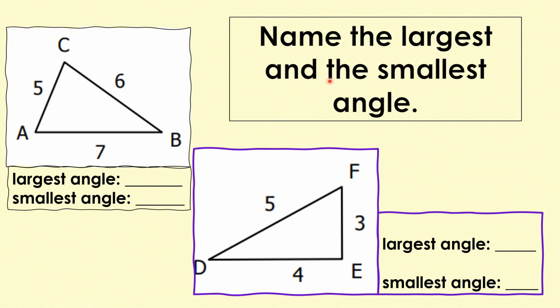Next, name the largest and the smallest angle. So you have the largest angle. What is the name of the angle? Your choices are A, B, or C. How do you choose the largest angle? Then you have the smallest angle. So remember the lesson in the previous slide about the relationship between sides and angles. Here you have another triangle. What is the largest angle? What is the smallest angle? Your choices are D, E, and F.